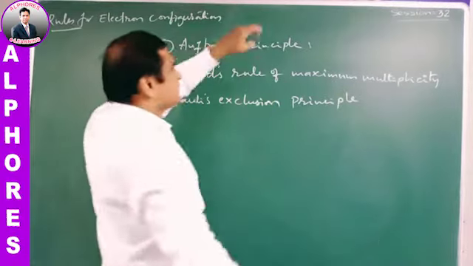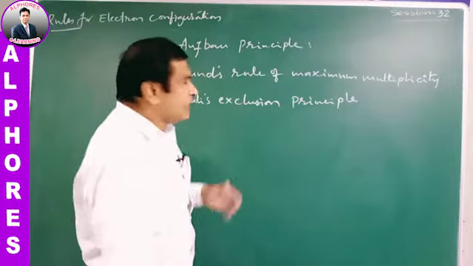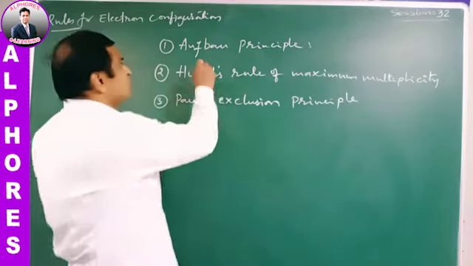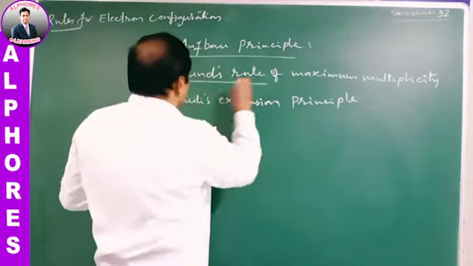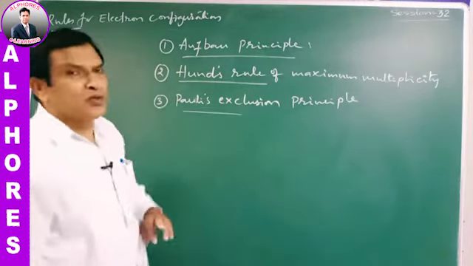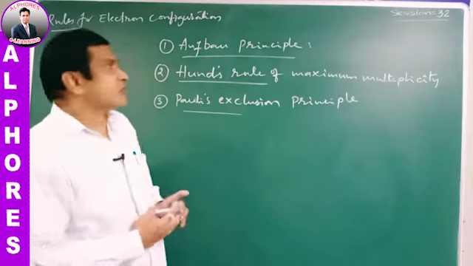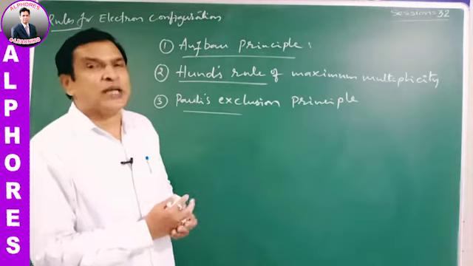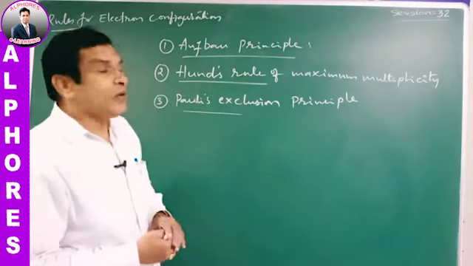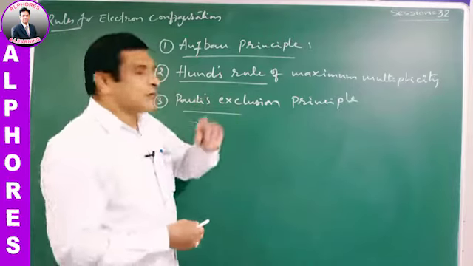These are the 3 important rules involved to write the electron configuration. First one is Aufbau principle, second one is Hund's rule, third one is Pauli's principle. These are the 3 rules involved in writing electron configuration of species. The distribution of electrons among the atomic orbitals is based on these fundamental principles. We should remember them: Aufbau principle, Hund's rule, and Pauli's principle.